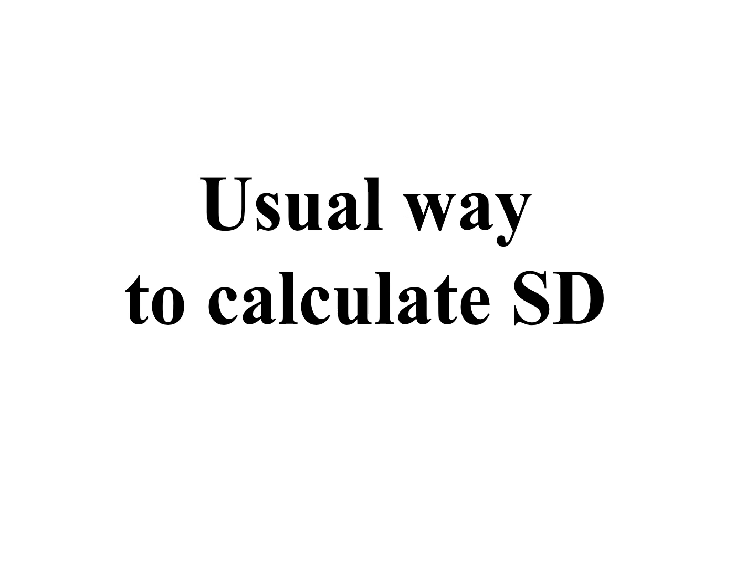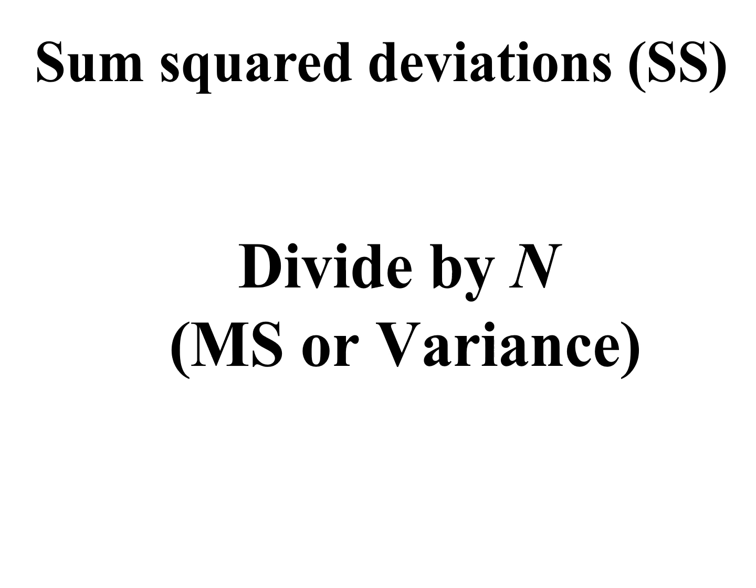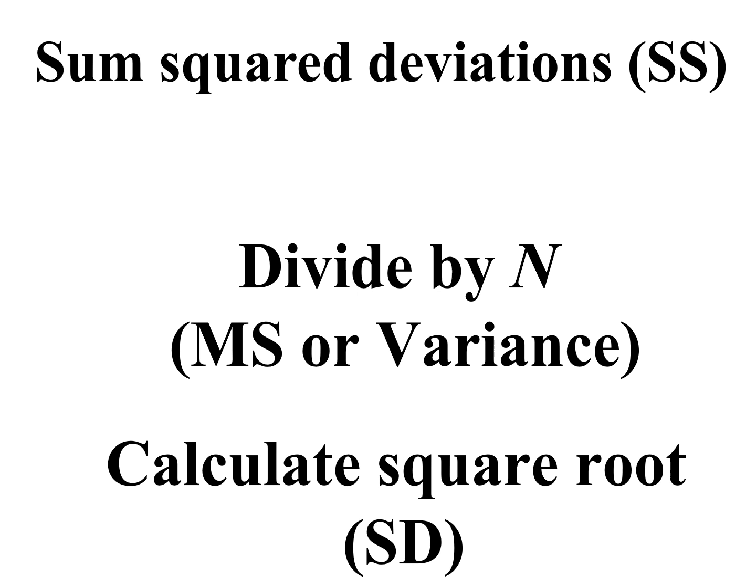First, let's review the way that the standard deviation is usually calculated. After you have calculated the deviations of the scores from the mean and square the deviations, you sum up the squared deviations to get the sum of squares, or SS. Then you divide the sum of squares by n, the number of scores, and this gives you the mean square, which is also called the variance. And finally, you calculate the square root of the mean square, and this gives you the standard deviation, or SD.